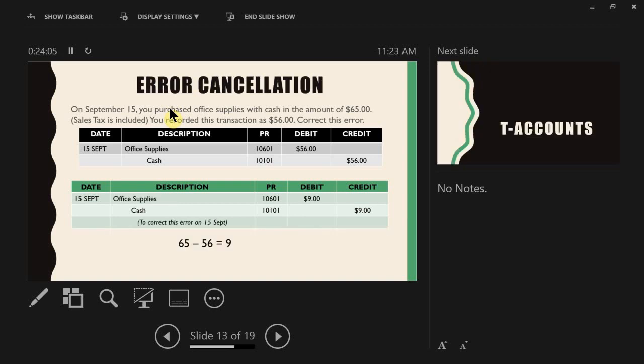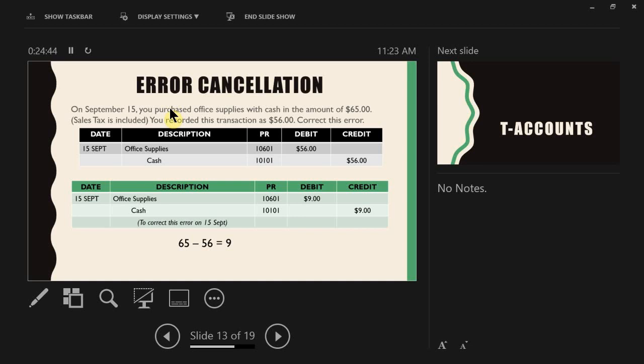And then when we're dealing with error cancellation, oops, I'm supposed to have a slide before that to hide all the answers. But with error cancellation, what you're going to do is, okay, I'm looking at my transaction right now. I recognize right here that I am missing some money in my supplies, and I'm also supposed to have less. I have less money in my pocket. So what I'm going to do is find the difference between 65, which is the original amount, and the amount that I have recorded it for. And I'm going to find the difference. And my difference is $9.